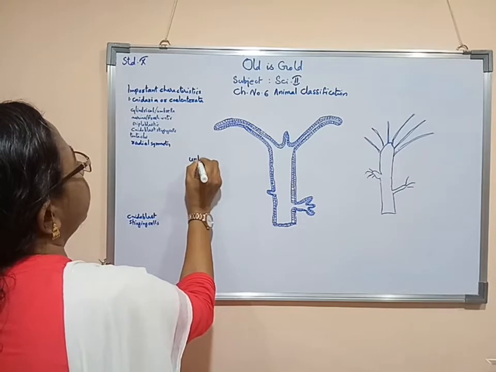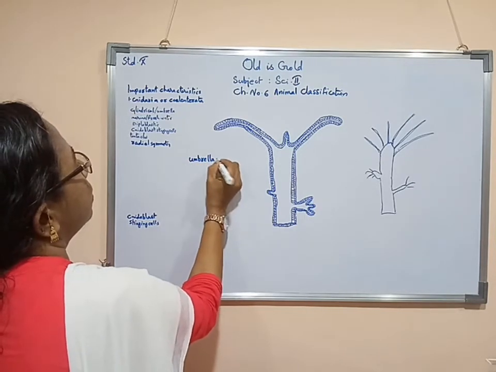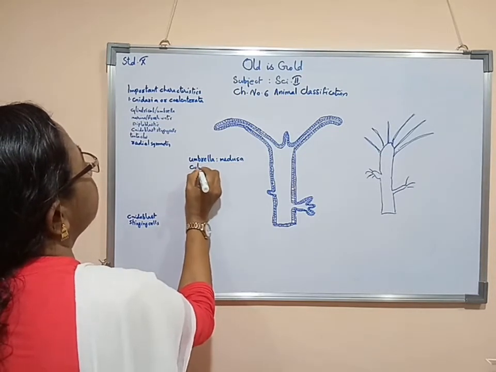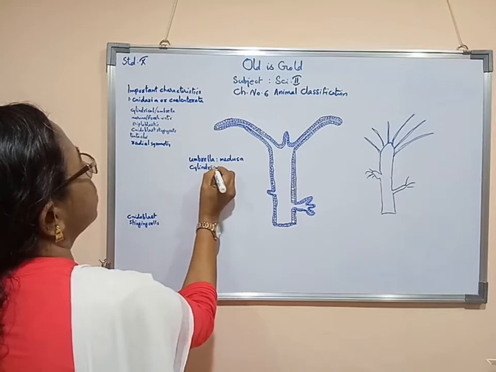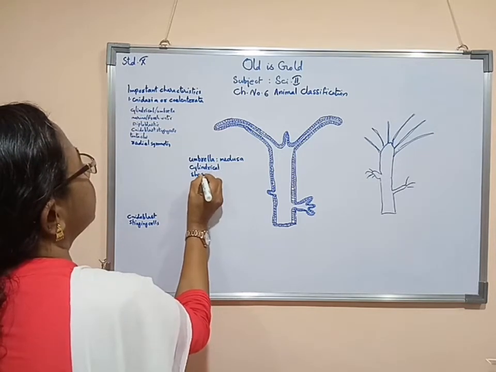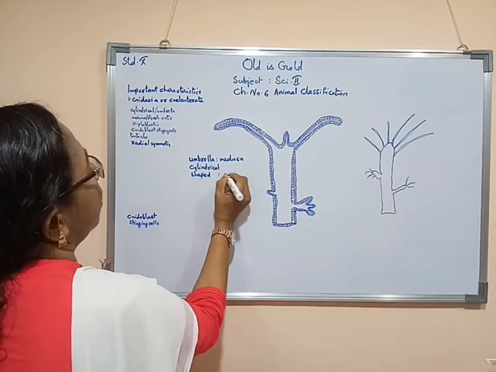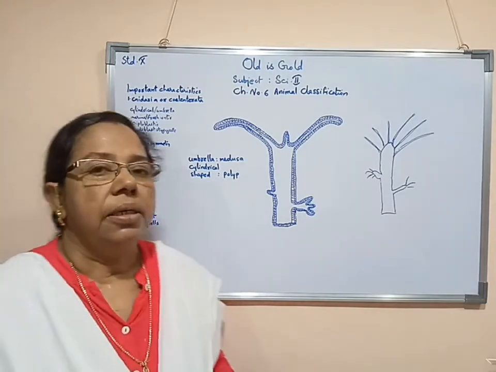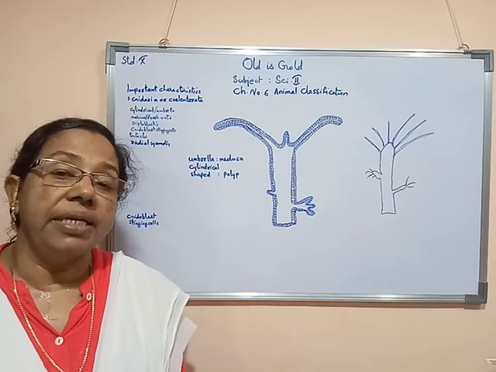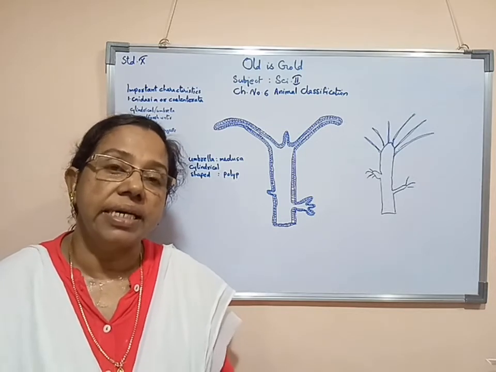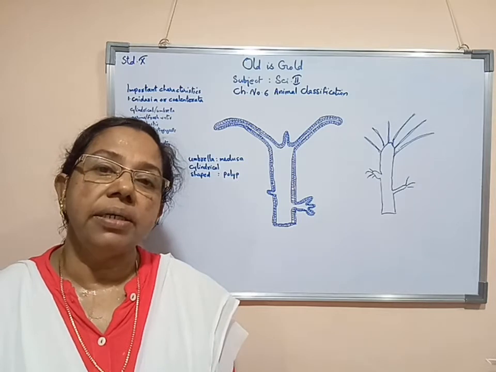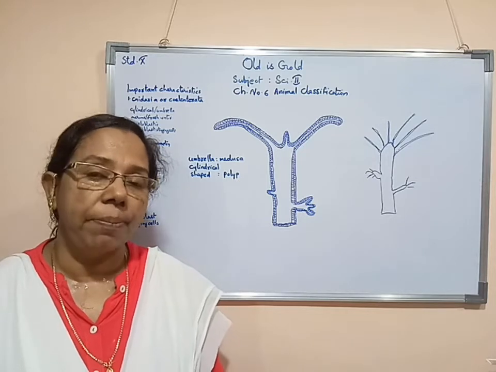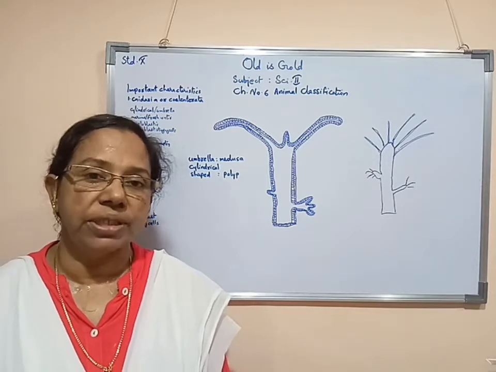Umbrella shaped one is known as medusa. Then cylindrical shaped cnidaria are known as polyp. So here, the first speciality is they may be either cylindrical shaped or umbrella shaped. Cylindrical shaped ones we can call polyp, umbrella shaped ones are known as medusa.